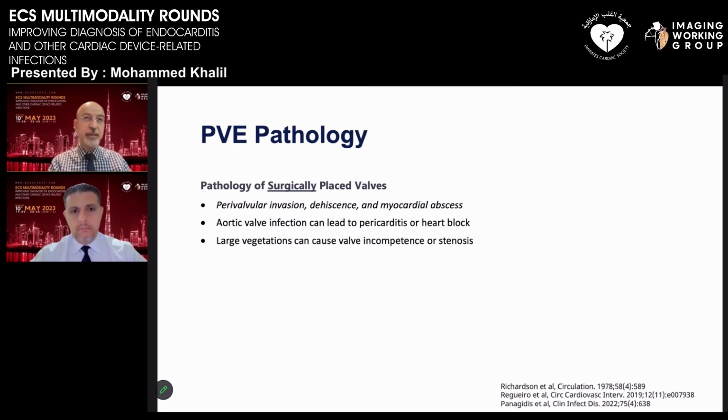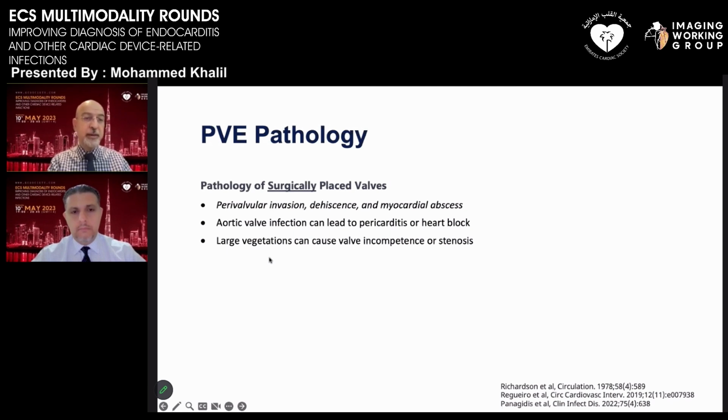Occasionally also, the infection in the aortic valve itself can extend to the annulus and cause pericarditis, or can extend to the membranous interventricular septum and affect the conductive tissue, creating heart block. We see this not uncommonly.